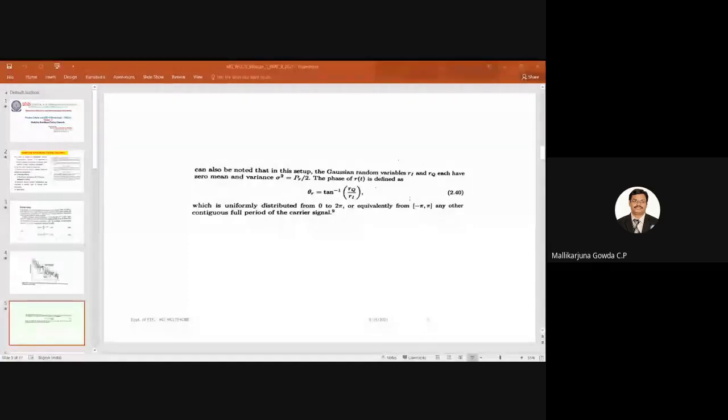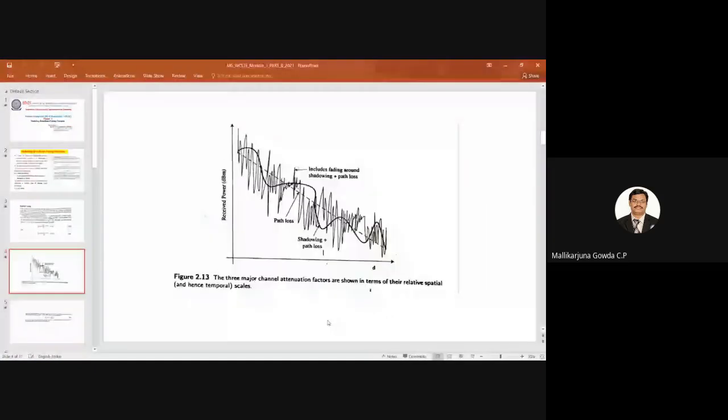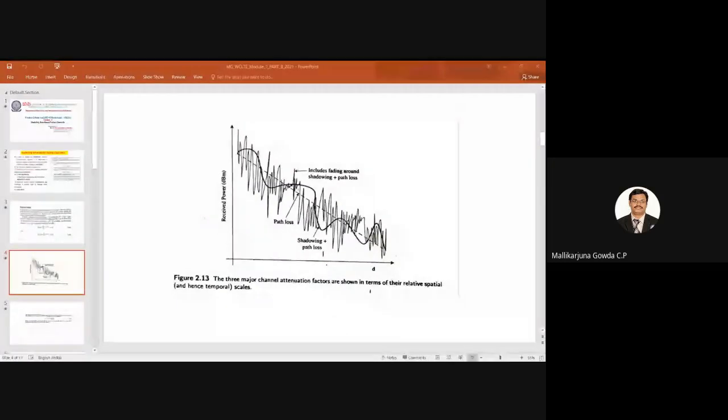So this is about the distribution, and let me now talk about this diagram, which basically tells about the three major channel attenuation factors. One, as I said, is path loss. Path loss is due to distance. The dotted line is the path loss, which we consider as an average, or expected value.